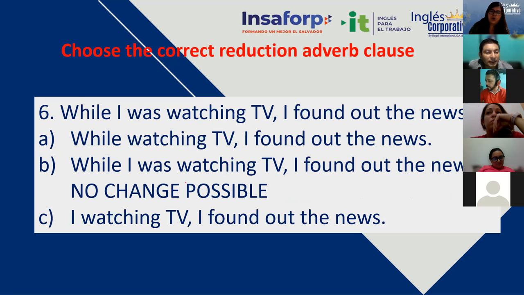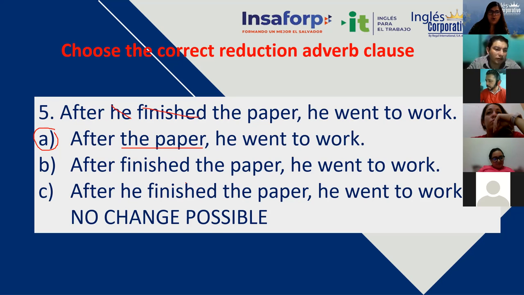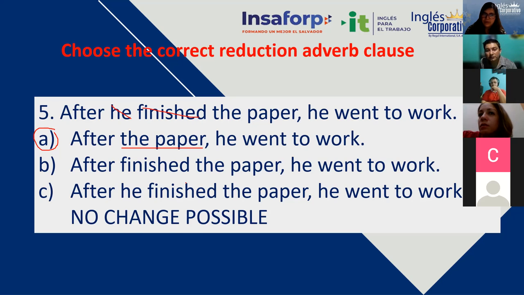Oh, I understand that letter A and B could be right. No, no B. Because the verb should be in ing form. So B is not possible. B definitely is not possible. Porque tendría que decir after finishing, no after finished. And after finishing, it's correct too. After finishing will be correct. Ah, okay. So, no está, ¿verdad?